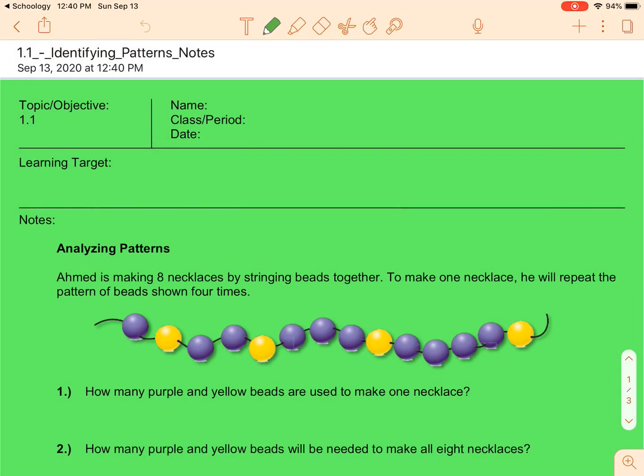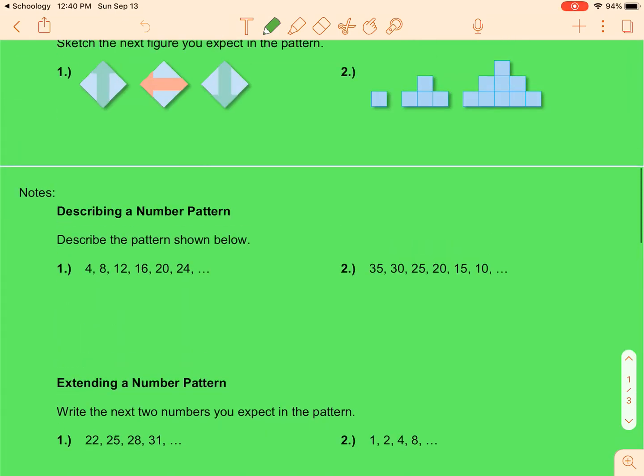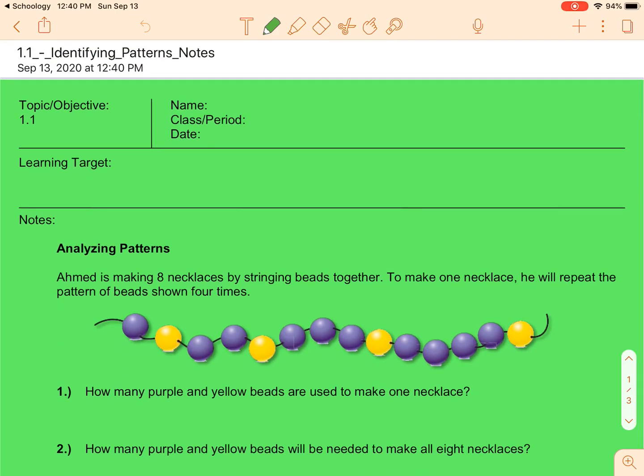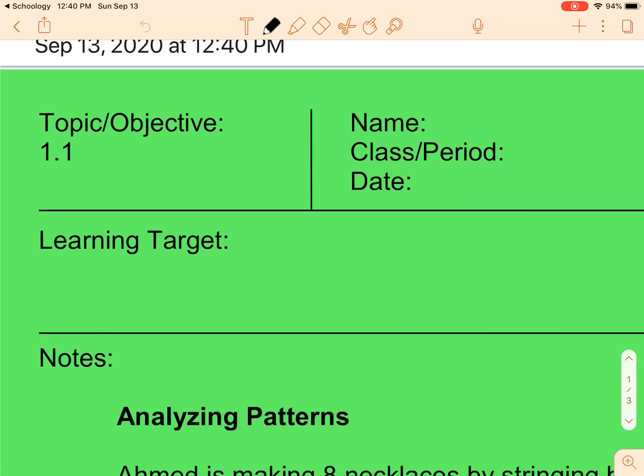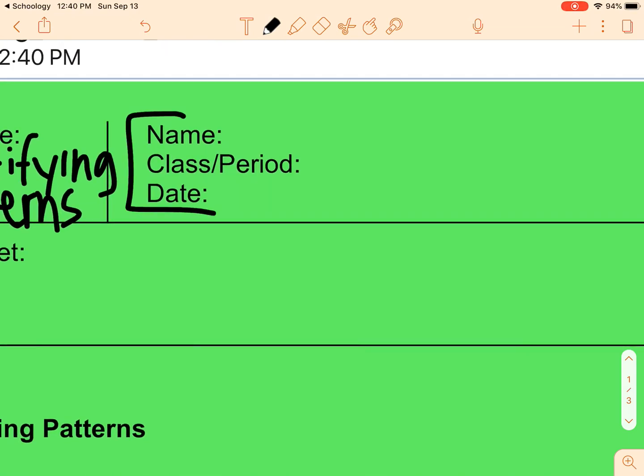Alright, so these are what our notes will look like all year long. They will be green, and you will just write on them. So, your topic is identifying patterns. This part is just for you to fill out. You'll just put your name, math, what hour you're in, and the date.